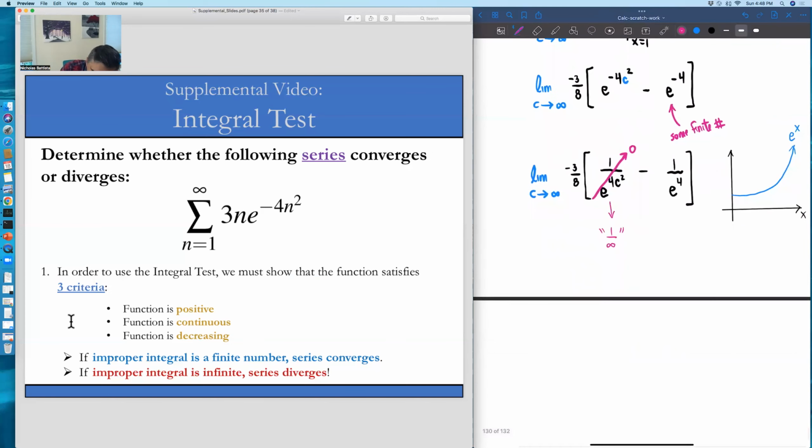So what this improper integral is equal to is minus 3 over 8 times a minus 1 over e to the 4, which is equal to 3 over 8e to the 4, since the minus signs cancel out. And now, since this is a finite number, the improper integral is convergent, which tells us that the series is also convergent. And again, the reason why is that since the improper integral converges, by the integral test, our series also converges.